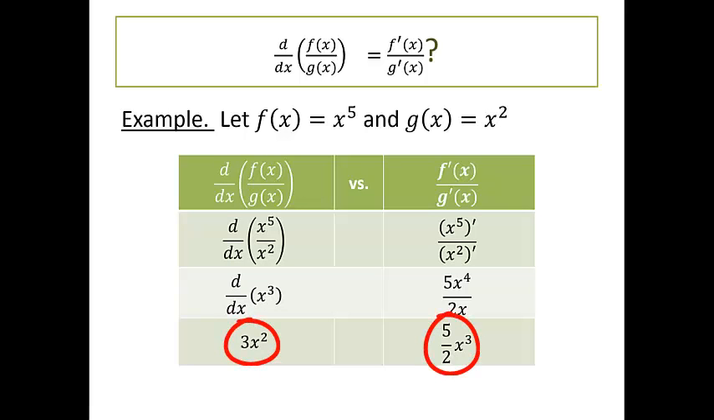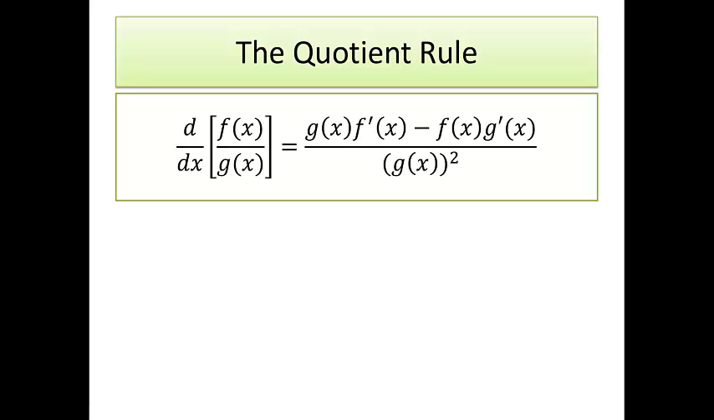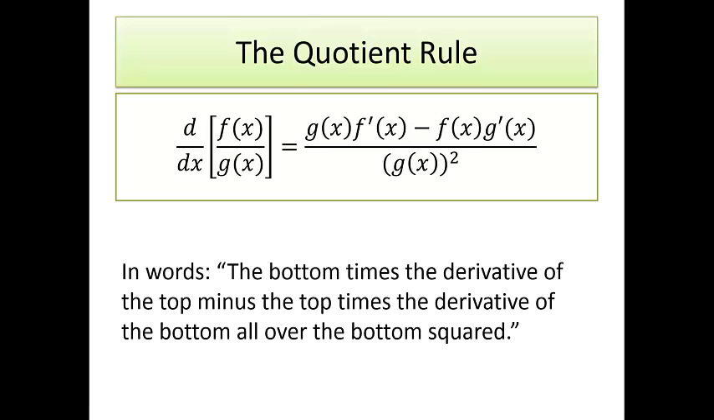We see that we have different answers, and so our quotient rule is going to be more involved than maybe we'd hoped. What is the quotient rule? The derivative of f divided by g is g of x times f prime of x minus f of x times g prime of x, all divided by g of x squared. In words, we'll say it's the bottom times the derivative of the top minus the top times the derivative of the bottom, all over the bottom squared.